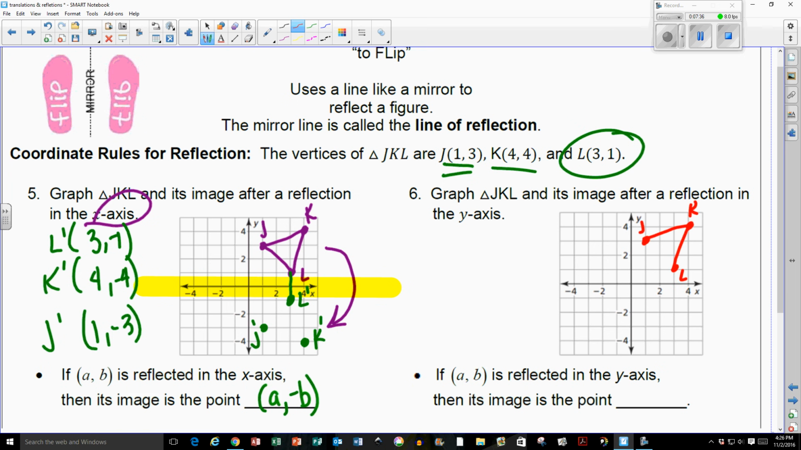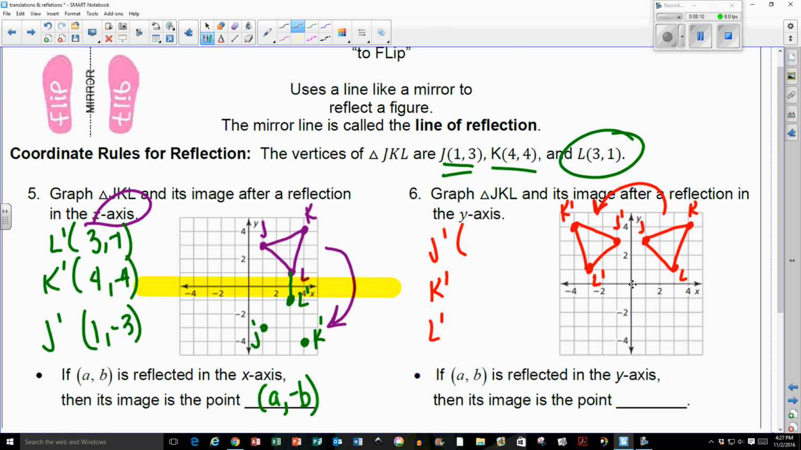This time we're going to reflect over the y. So we're going to go this way. This time we want to stay the same distance from y. So if I'm 1 unit away, I want to stay 1 unit away. 1, 2, 3, 4. 1, 2, 3, 4. 1, 2, 3. 1, 2, 3. So there is K prime and L prime. So maintain equal distance.